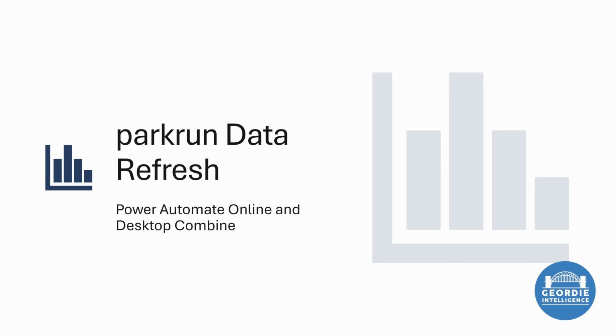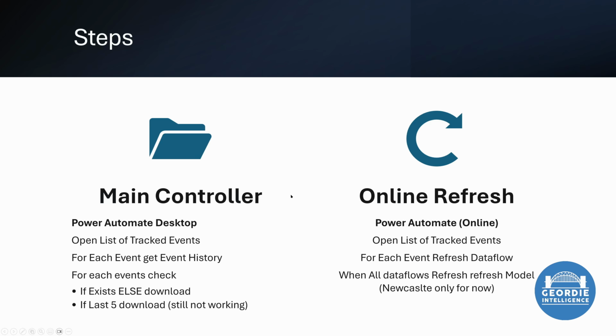The Parkrun data refresh really involves a couple of steps. So I thought let's start by just talking through those two main steps. First off, we've got the main controller. This runs in the Power Automate desktop suite. We're using the desktop architecture to allow us to do the screen scrapes and screen grabs that we need to actually read in the event data for each event.